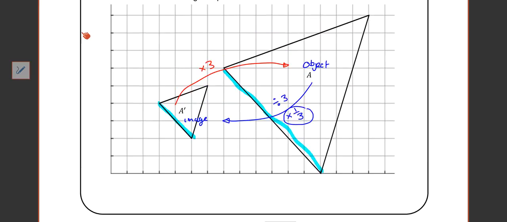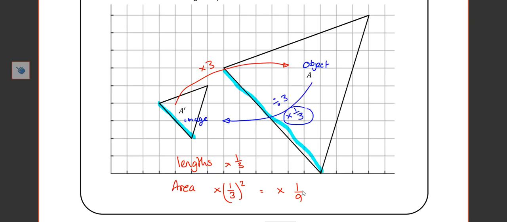So what about this one then? Without working out the area, what do you think the area would be multiplied by? Well, if the lengths are multiplied by 1/3, the area is multiplied by 1/3 squared. So what's 1/3 squared? It's 1/9.